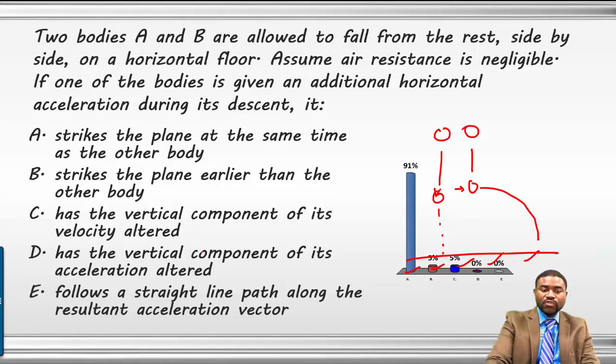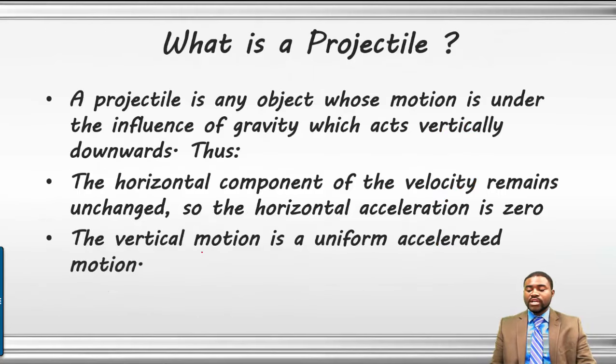So let's move on. Now, really, what is a projectile? A projectile basically is any object whose motion is under the control of gravity. Let me put it this way: a projectile is any object whose motion is under the influence of gravity. The force of gravity acts vertically downwards.